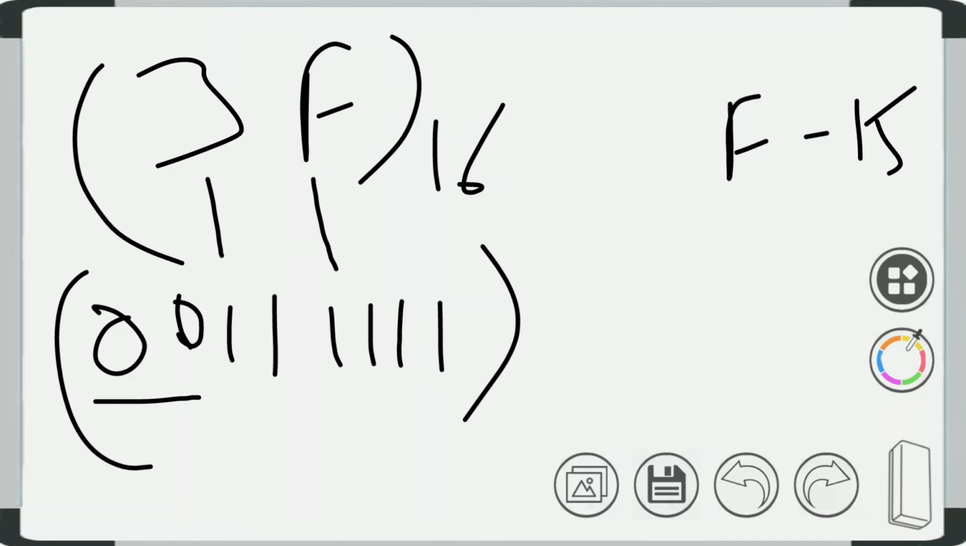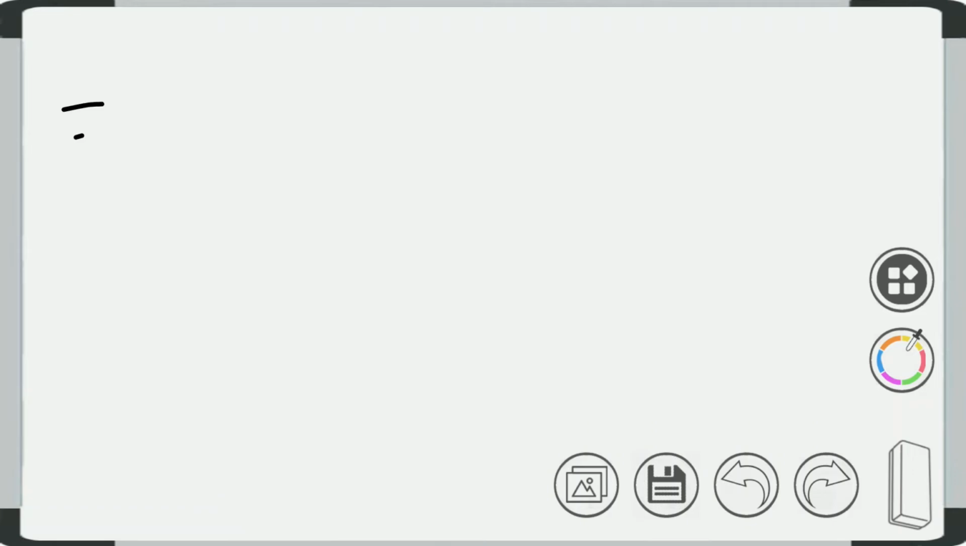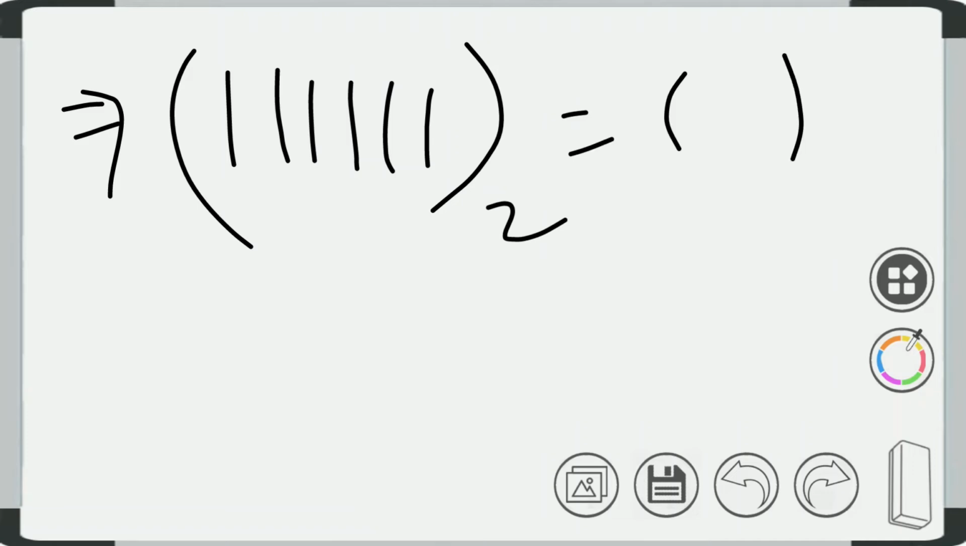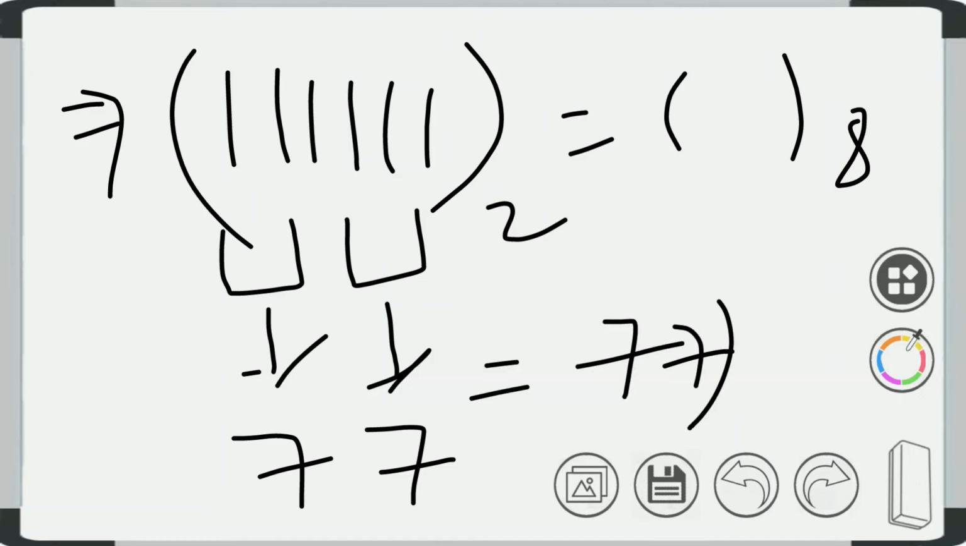After skipping these two 0s, the final value will be 111111. So this is the final binary number. Now from the binary number system, it will be converted into the octal number system. As we know, from binary to octal, the grouping of 3 bits is done. Again, these 3 bits and these 3 bits. So you can see that these 3 bits are equal to 7 and these 3 bits are equal to 7. So the final value is 77, which is in the octal number system.